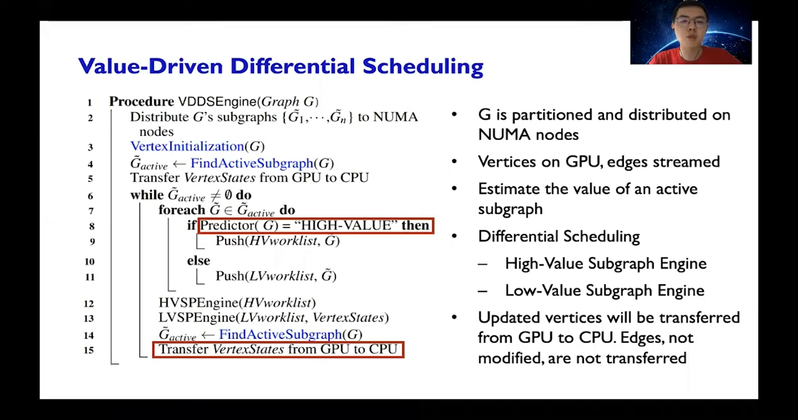Initially, graph G is partitioned into subgraphs at the host and distributed across its NUMA nodes. All vertices are resident on the GPU while edges are streamed. Scaph uses two graph processing engines for scheduling high-value or low-value subgraphs respectively. Both engines work independently but concurrently. At the end of each iteration, Scaph transfers the updated vertices back from the GPU to the CPU. Edges, which are not modified, are thus not transferred.